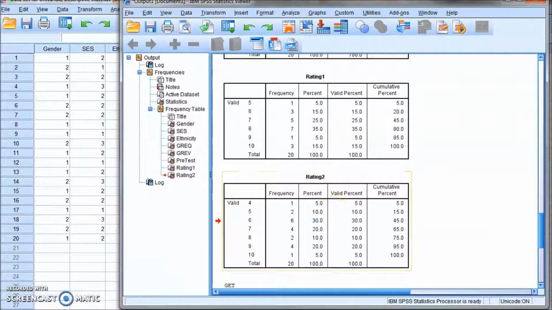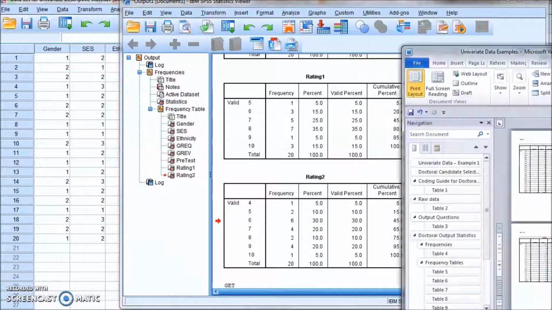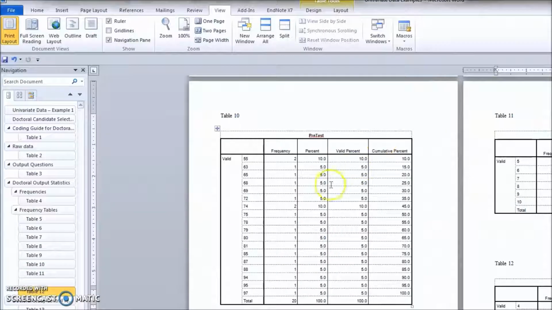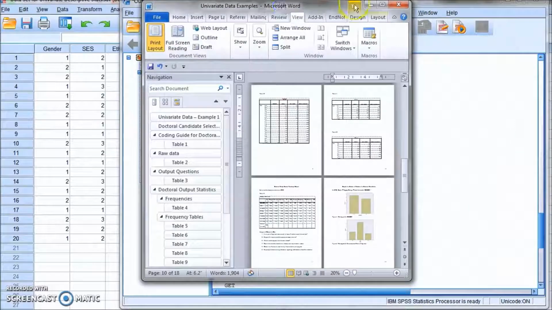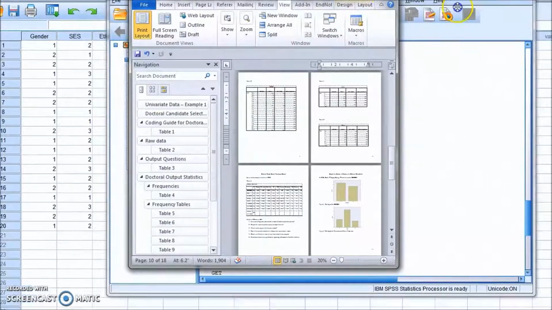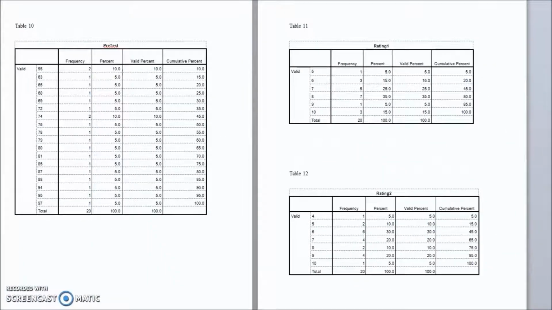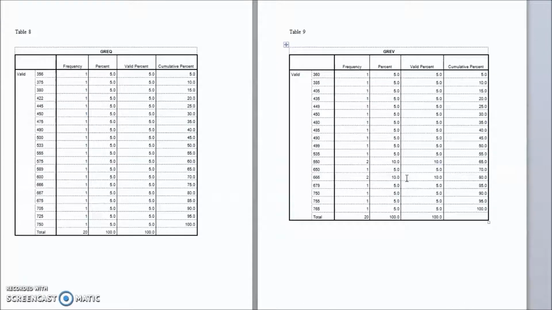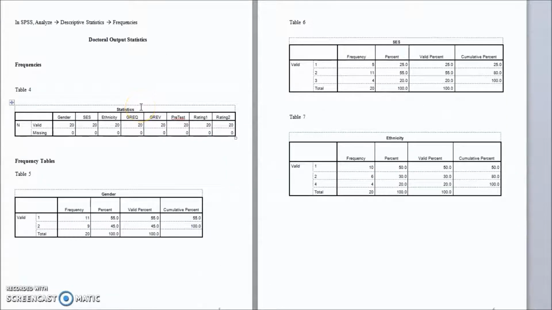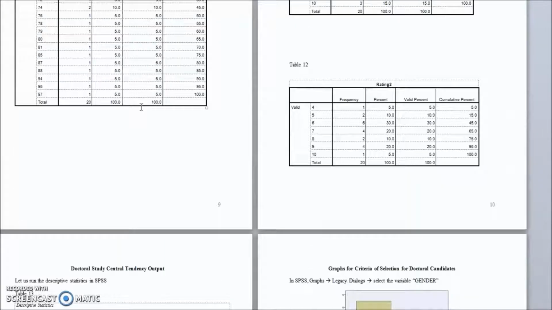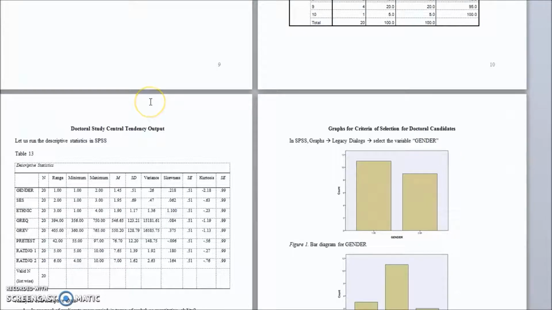These are all tables in SPSS, and I actually put all these tables in your Univariate data example. I'm going to move this here. Okay, give me a second. So as you can see, these are all the tables of the pre-test, rating 1, rating 2. Then you previously have your GRE verbal, quantitative, and here. So all the output data is in your file.